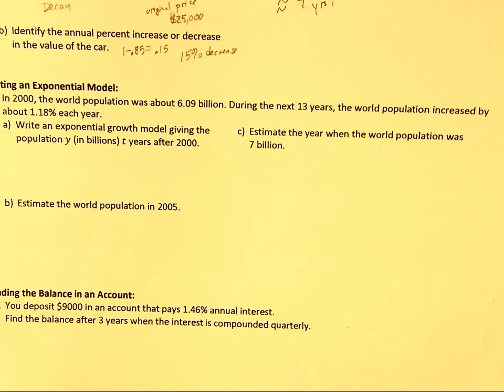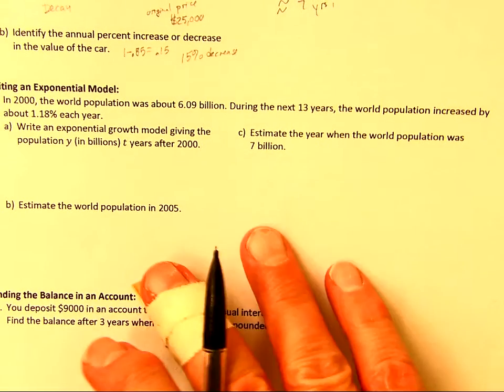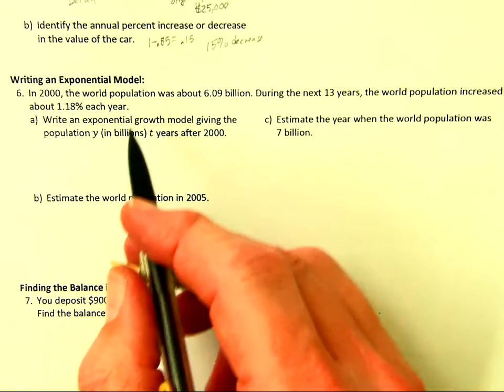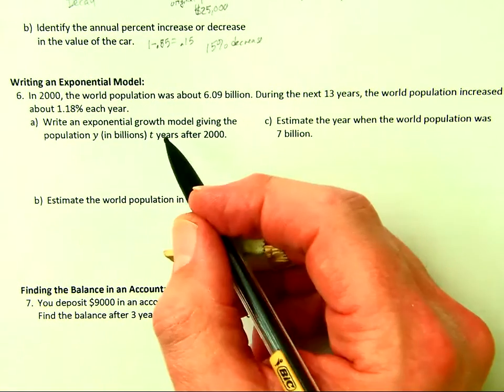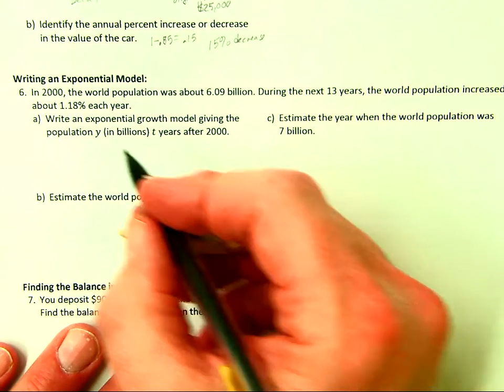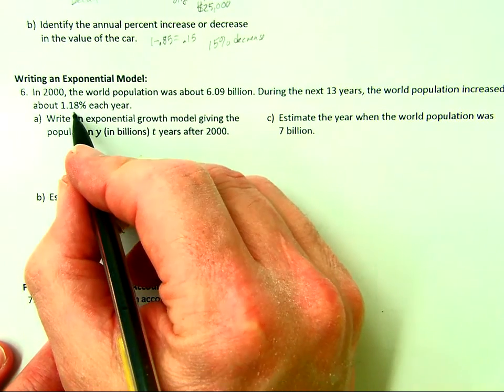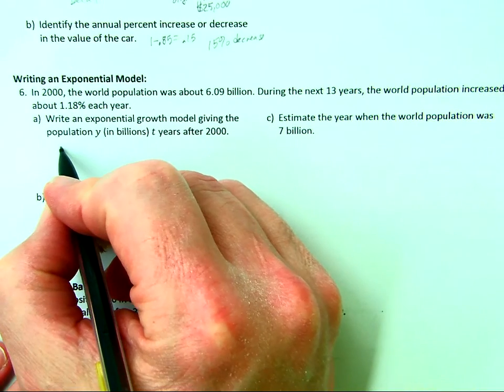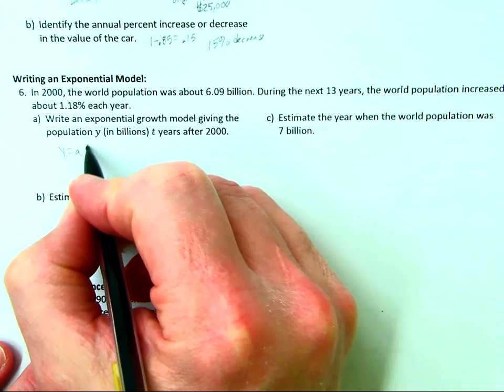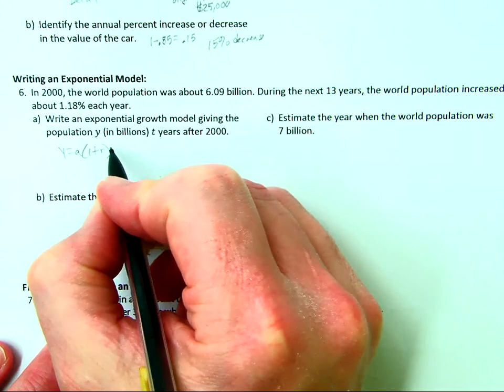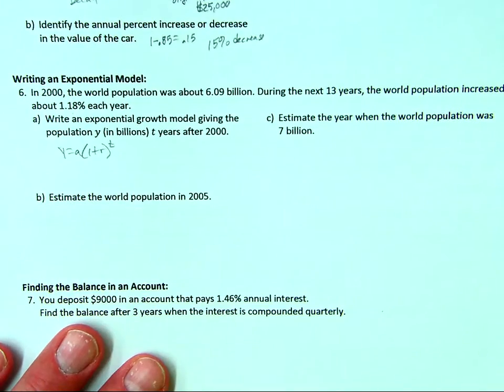Anyway, that takes care of that one. Next one, write an exponential model. So we're going to take this information and put it into that model. This looks like it goes up 1.18, so this is a growth. So we're plugging into y equals a times 1 plus r to the t.